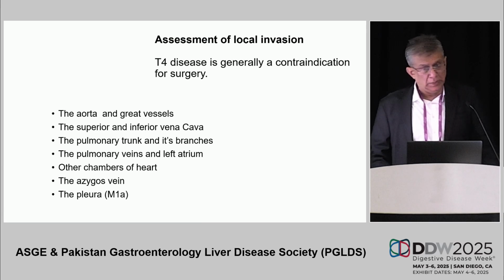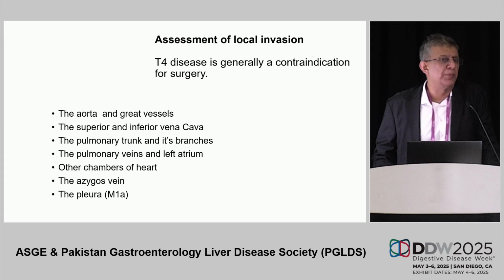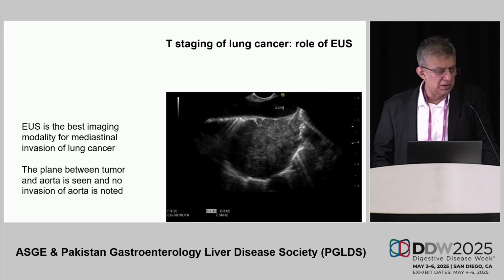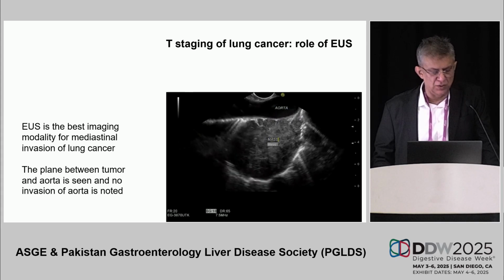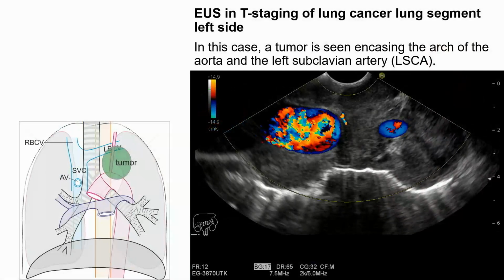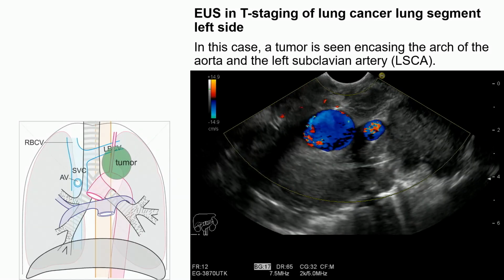And so coming to T4 staging, this is the most important indication why you are doing EUS of the mediastinum, because mediastinal invasion is the most important thing. It is the indication of endoscopic ultrasound, and these are the aorta, superior and inferior vena cava, pulmonary trunk, veins, chambers of the heart, azygos vein, and the pleura. That is what you are evaluating. For example, this is a case where there is a mass, lateral to the mass there is another mass. This is the plane between the aorta and the tumor. There is no invasion of the aorta in this case. But here in this case, there is invasion all around. The aorta is encased, the common carotid artery coming out from the aorta is encased by the tumor.